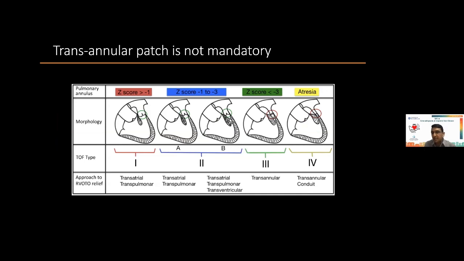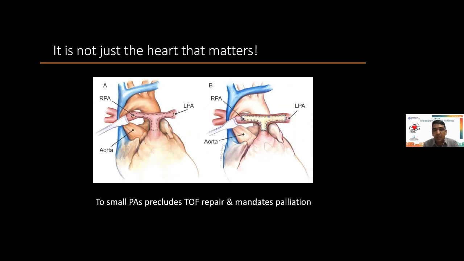Now, transannular patch is another thing which is not mandatory, unlike what we may be thinking. If the pulmonary valve annulus is good size, as you can see over here, if annulus size is within -1 z-score, it can be a complete transatrial transpulmonary repair without transannular patch. Even if it is borderline small, you can avoid transannular patch. If it is small, then you will need a transannular patch. And the good news is approximately 50% of tetralogy of Fallot may have a pulmonary valve annulus where you can save the pulmonary valve without putting a transannular patch. And that is very important. And that is the crux of this analysis of echo.